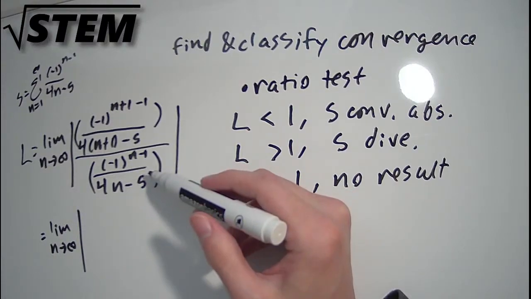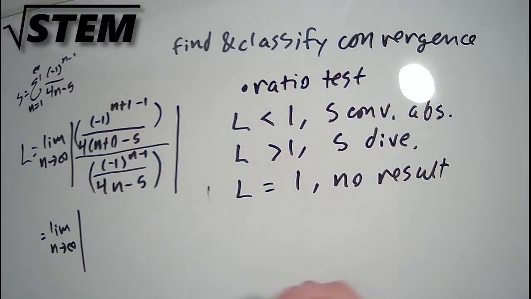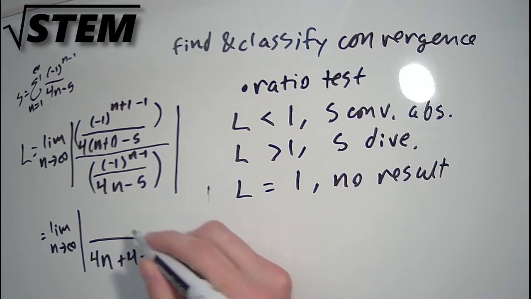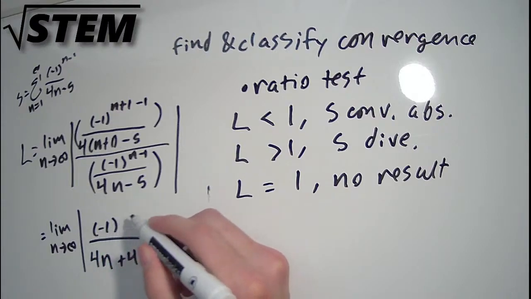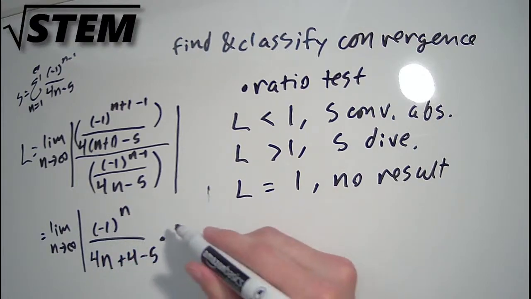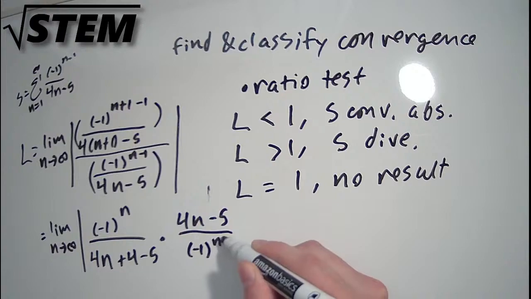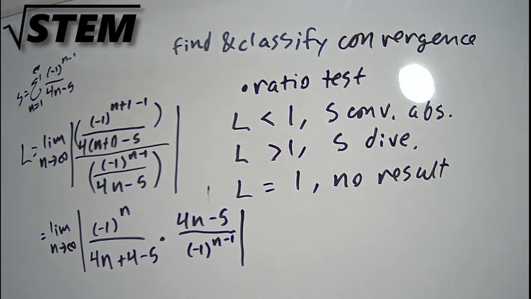So we're dividing by a fraction, so we'll flip it to multiply by the reciprocal. We'll get 4n plus 4 minus 5, negative 1 to the n, and then from the bottom we'll have 4n minus 5 over negative 1 to the n minus 1. So 4 minus 5, that'll just be a negative 1. Negative 1.